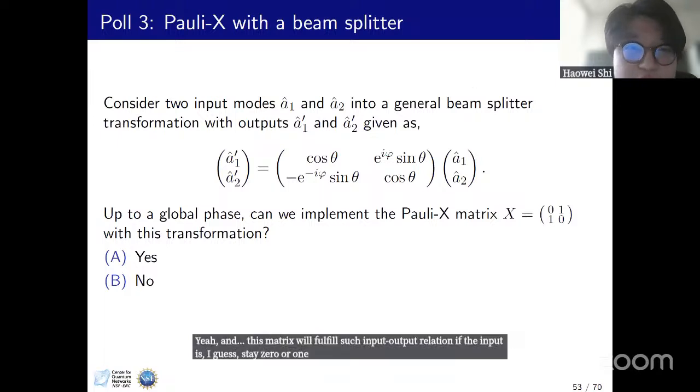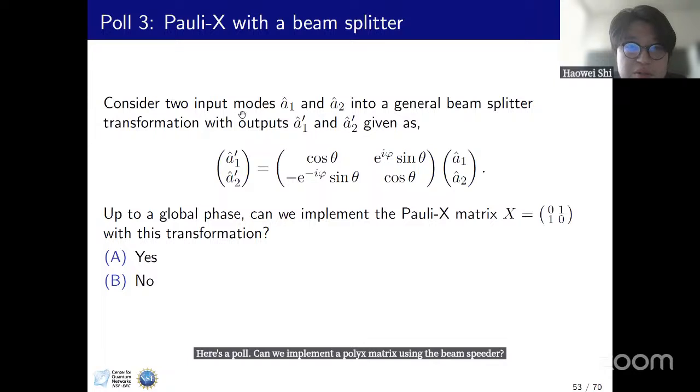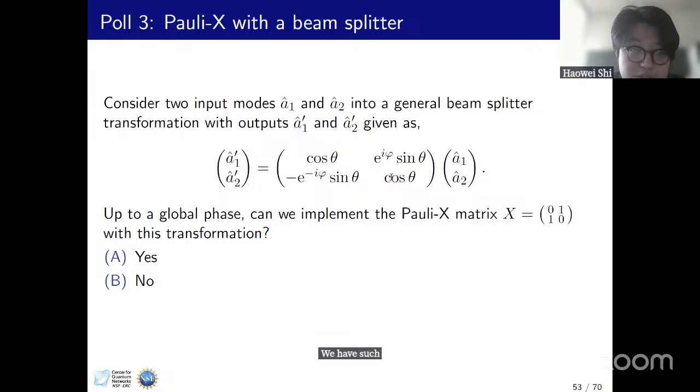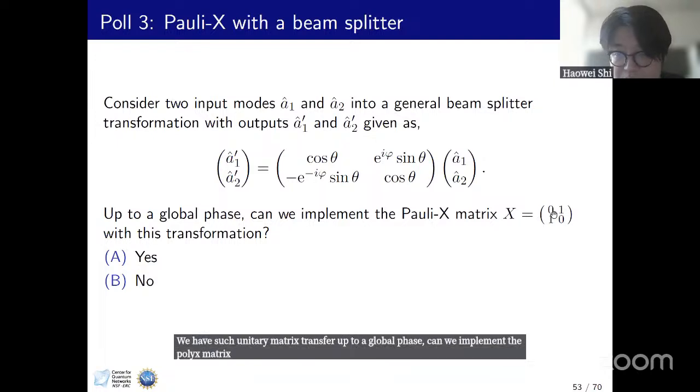Here's a poll. Can we implement the Pauli X matrix using the beam splitter? Consider two input modes into a general beam splitter. We have such a unitary transfer matrix. Up to a global phase, can we implement the Pauli X matrix expressed by this? The answer is yes and no.